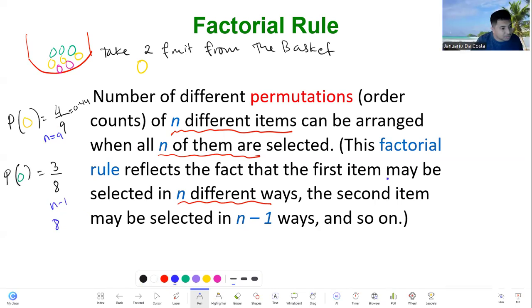So that's what this factorial rule is. Factorial, 4 factorial, and so on. That's what the factorial rule is based upon.